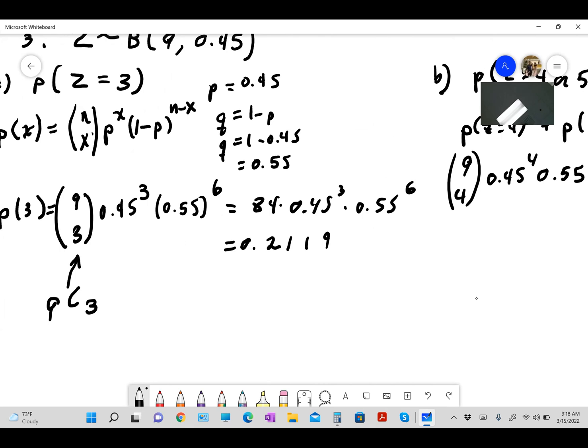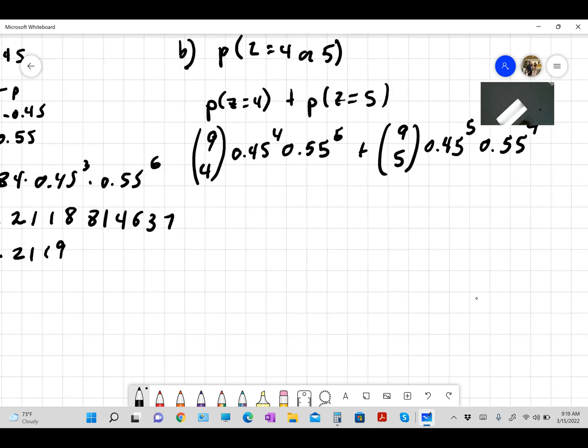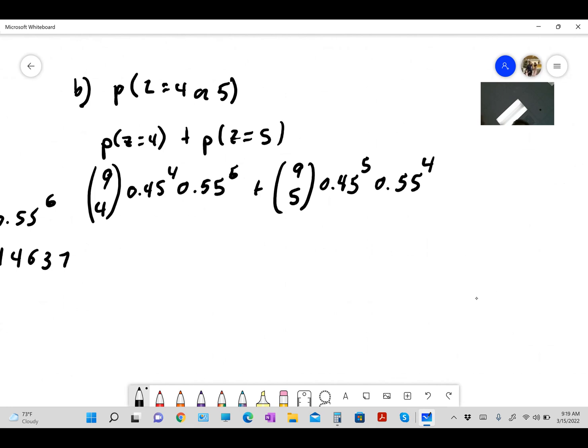All right, so when I do it with this calculator, I get 0.211881467, and this is obviously approximate as well. Rounded, 0.2119 would be the answer. Fair enough? Did you multiply? Yeah.